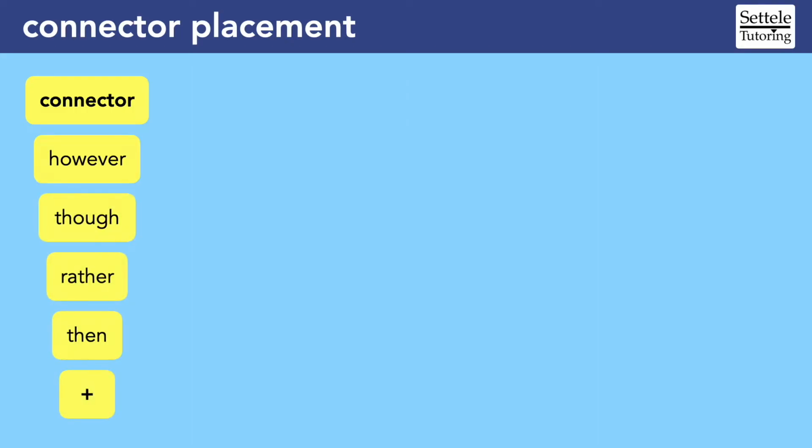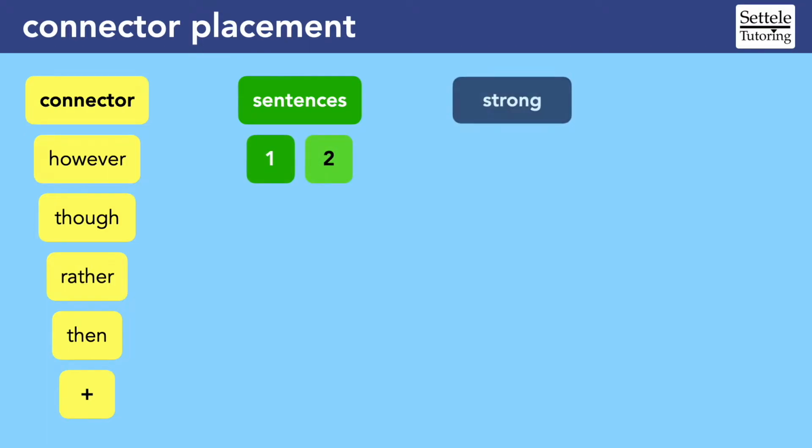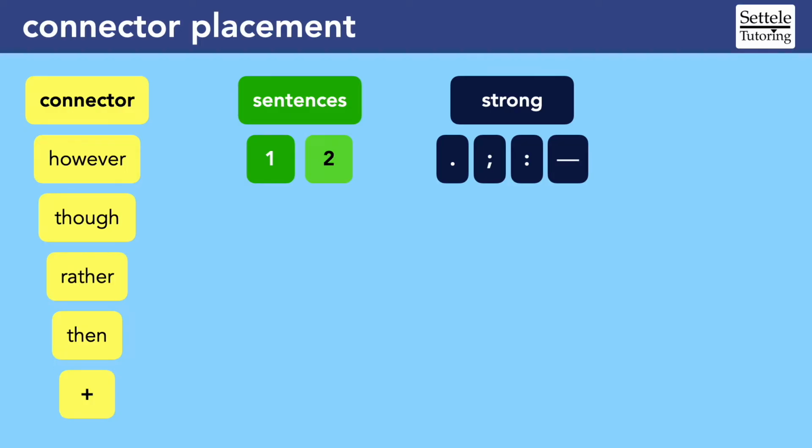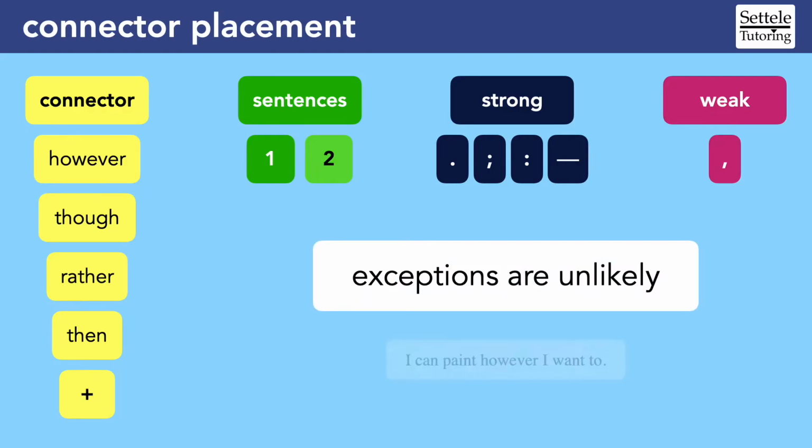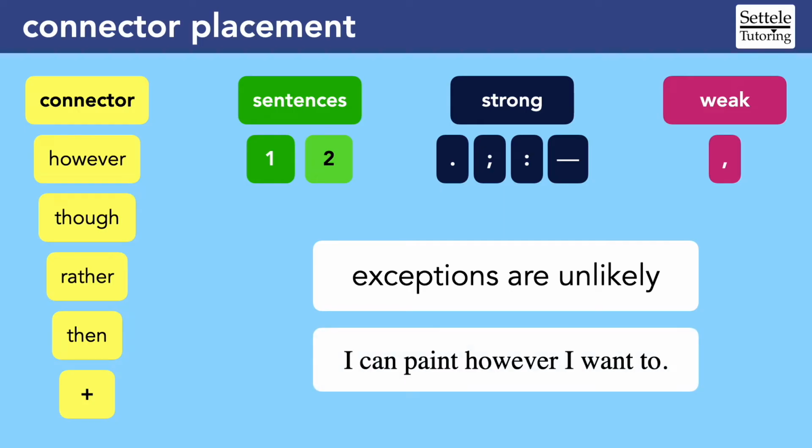In order to use these connectors, we need two complete sentences that could stand alone. We also need a strong punctuation mark to connect those two sentences. The SAT will usually give us periods and semicolons, but colons and dashes are possible as well. The connector word also requires at least one weak punctuation mark to connect it to one of the sentences. We will usually have either one or two commas surrounding the connector word. There are some exceptions to these rules, but they are very unlikely to appear on an SAT.